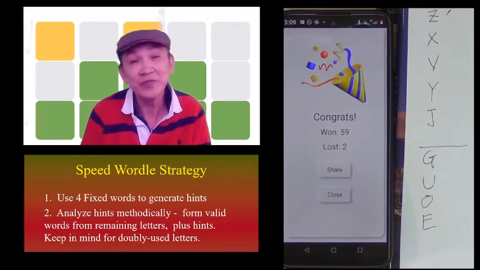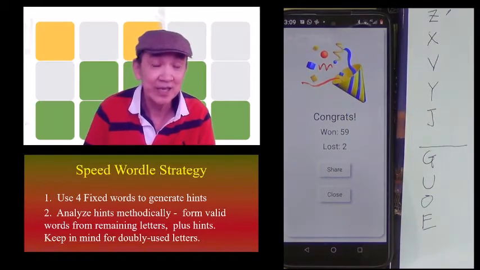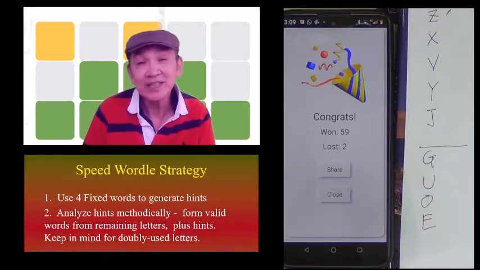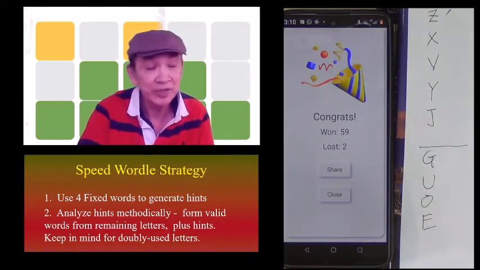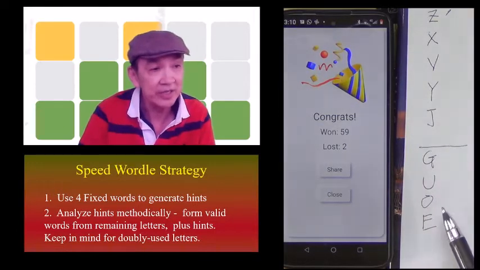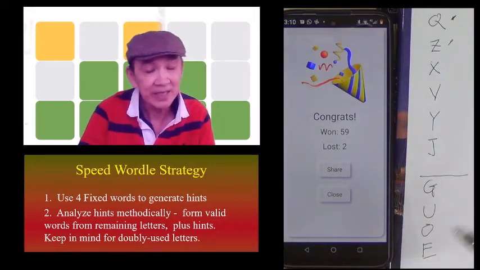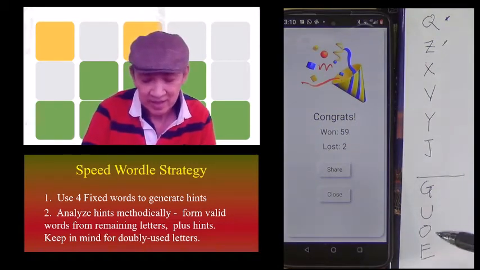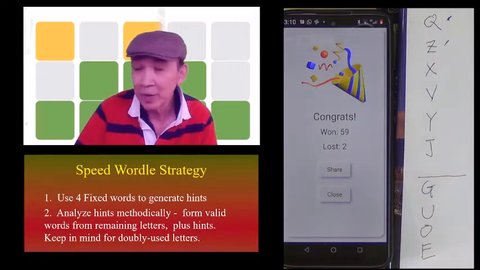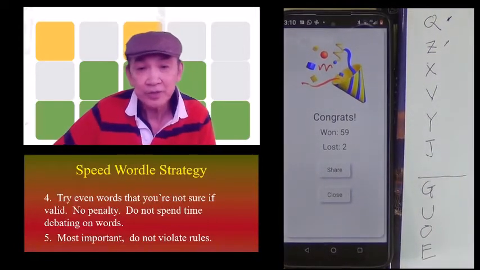Anyway, the strategy is really quite simple. I use 4 fixed words all the time to generate hints. So I put in these 4 words and it doesn't take much time at all. Now I still need the analysis part, which comes after the 4 words. So I would analyze these hints methodically and form valid words from the remaining letters. Some of the letters that I've shown here. Okay, the Q is missing. And then plus any words that came up as hints. This one is one from before. So anyway, I'll show you later.